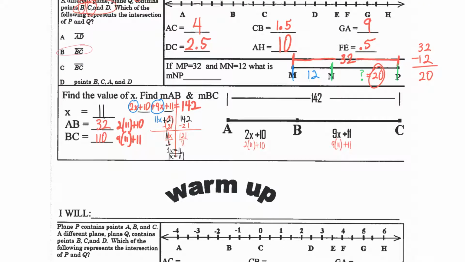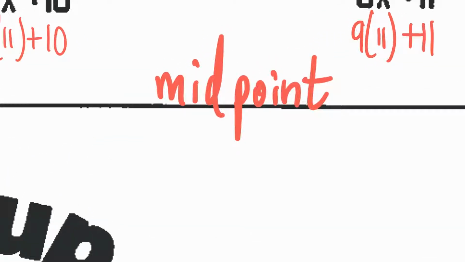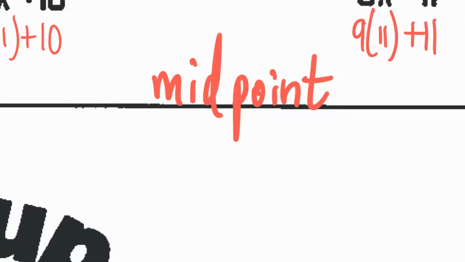Okay, then one other thing I want to say that we didn't have on the warm-up, but is the idea of a midpoint, okay? What does it mean to be a midpoint? Right in the middle. It means it's exactly in the middle. And so if it's exactly in the middle, it makes 2 equal pieces, okay? So just remember that. Midpoint means it's exactly in the middle.